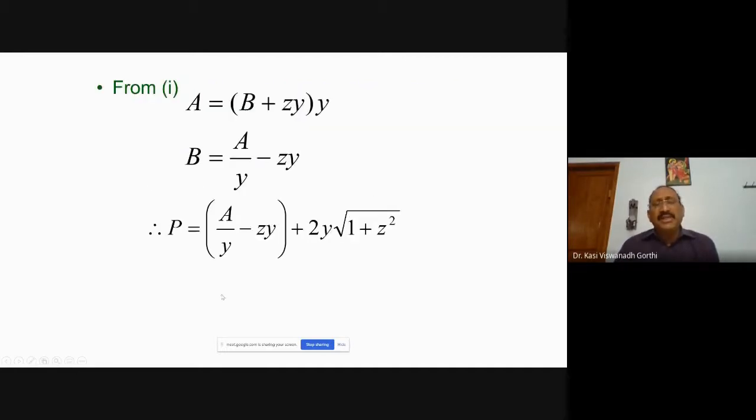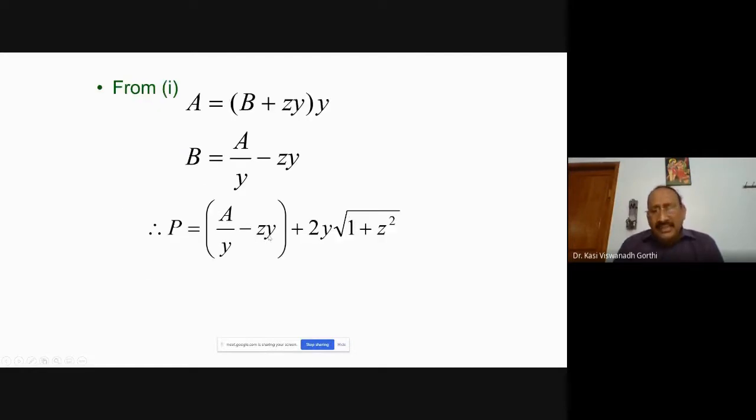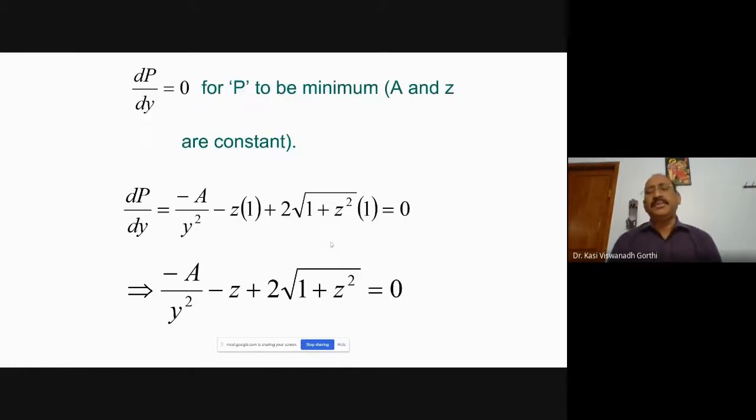Differential of P. What is P here? A by Y minus ZY plus 2Y root 1 plus Z square must be differentiated with respect to Y. When you are differentiating A by Y, you get minus A by Y square. Second term is minus ZY, Z is constant, and the differential of Y with respect to Y is 1, so minus Z into 1. Then 2Y root 1 plus Z square: 2 root 1 plus Z square is constant, into differential of Y with respect to Y, which is 1, is equal to 0. Now you've got dP by dY equated to 0, leading to the condition minus A by Y square minus Z plus 2 root 1 plus Z square is equal to 0.